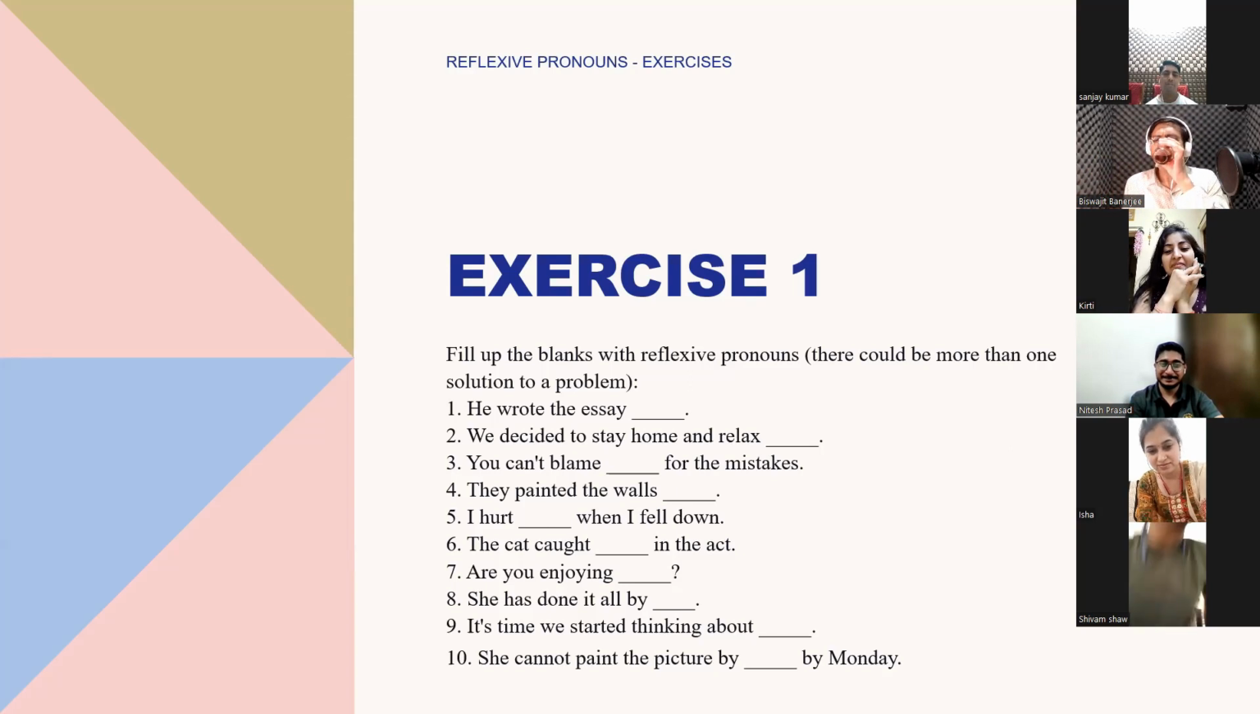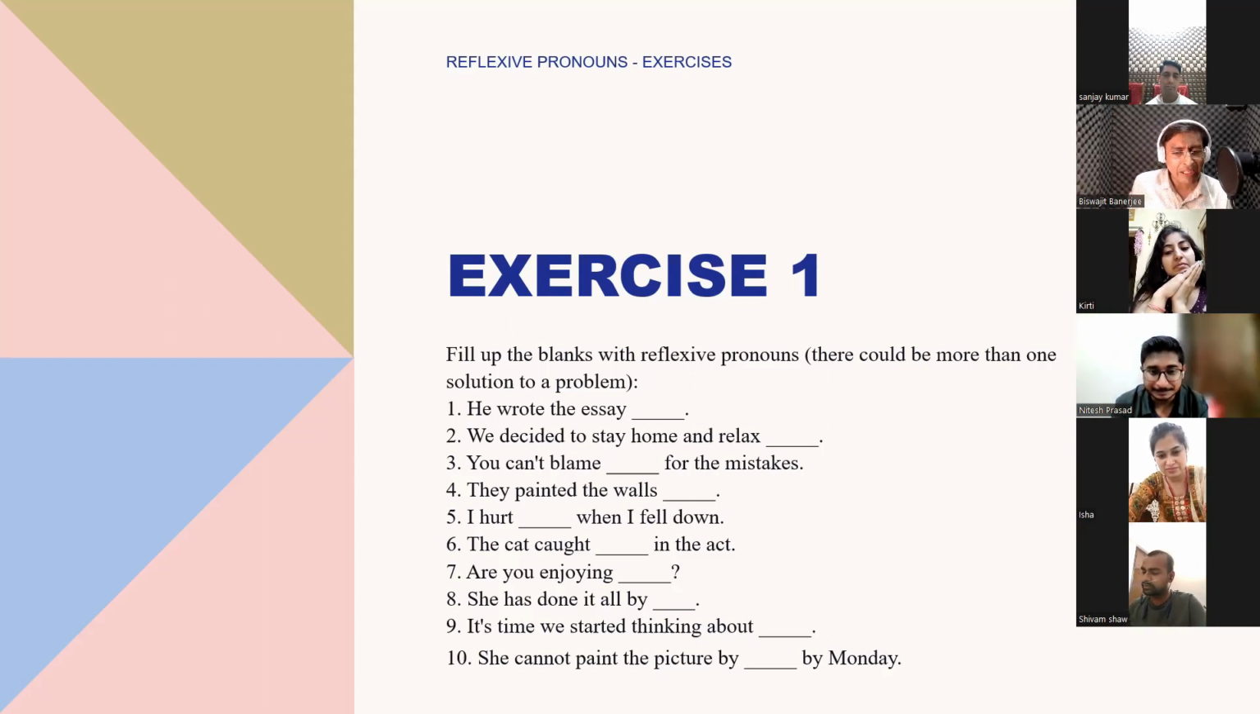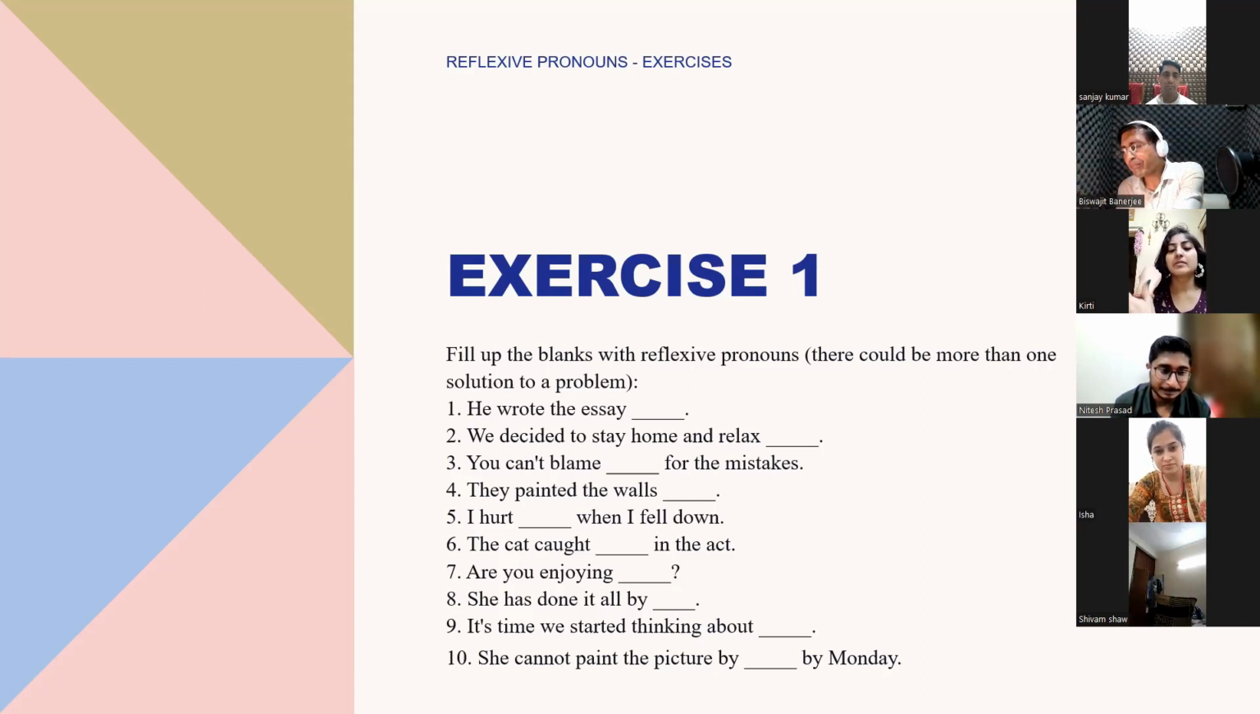She has done it all by herself. Spot on, my dear. Well answered. Okay, Seema. It's time we started thinking about dash. It's time we started thinking about ourselves. Fantastic. Spot on. Well done. Lekha. She cannot paint the picture by dash by Monday. She cannot paint the picture by herself by Monday. Fantastic. Spot on.